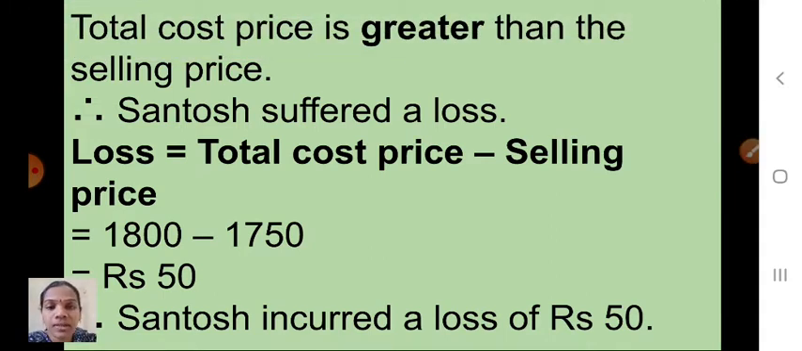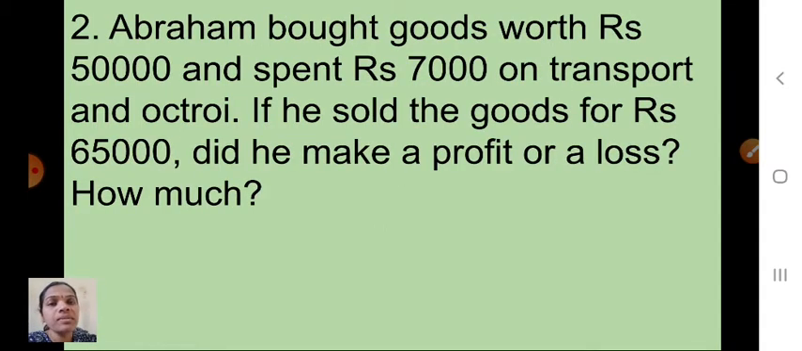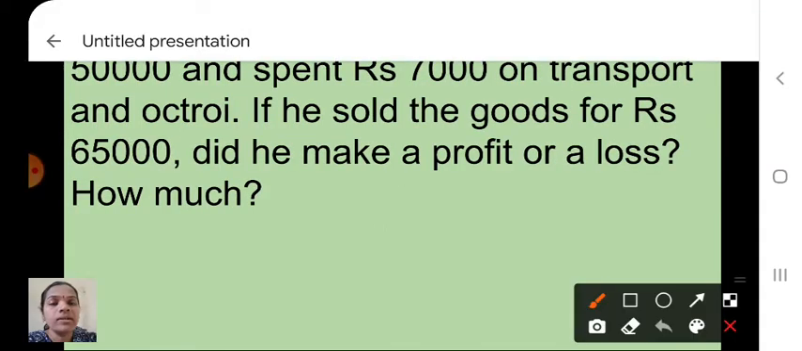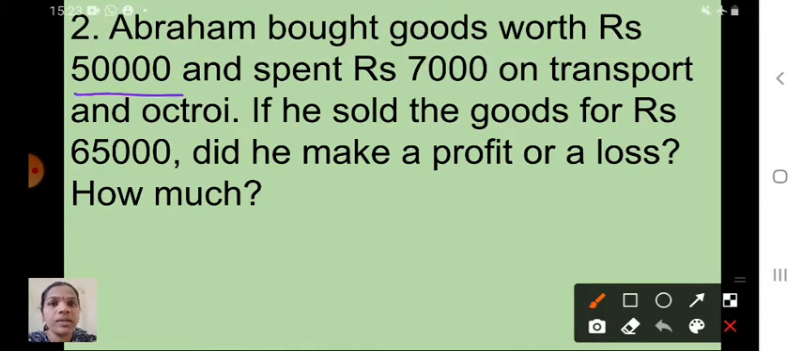Understood, children? So this one is so easy. First what we have to do? We have to find the total cost price, afterwards the selling price. Then you have to compare the total cost price and selling price, so it will be known whether it is profit or loss. Next, second question: Abraham bought goods worth rupees 50,000 and spent rupees 7,000 on transport and octroi, and this is tax, isn't it, children? If he sold the goods for rupees 65,000, did he make a profit or a loss, and how much?